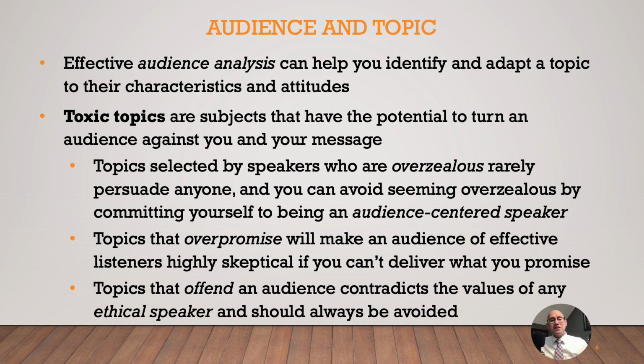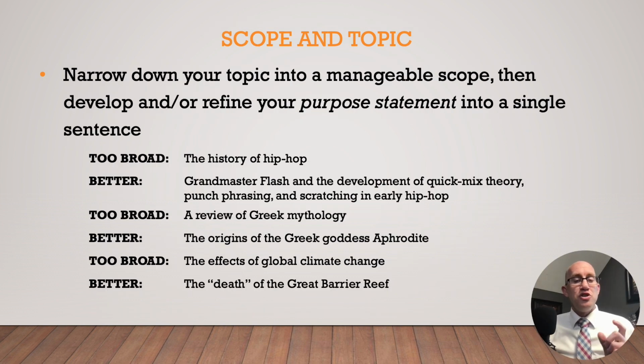So be sure to pick a topic where you're not going to offend anybody, where you're not going to overpromise anything, something that fits the audience needs. You should also be careful to find an appropriate scope for your topic. So scope is basically how much you can or can't see. You can think about the scope of a telescope. As you zoom in or zoom out, it changes how much you can see.